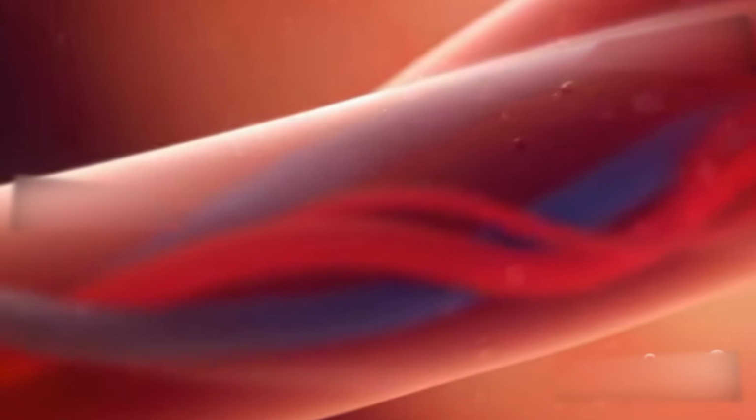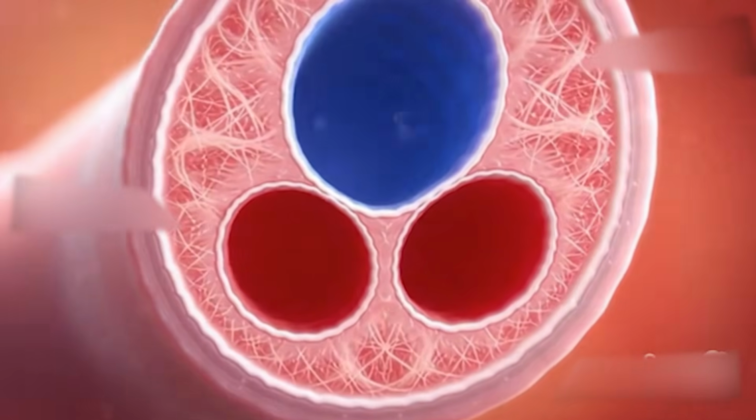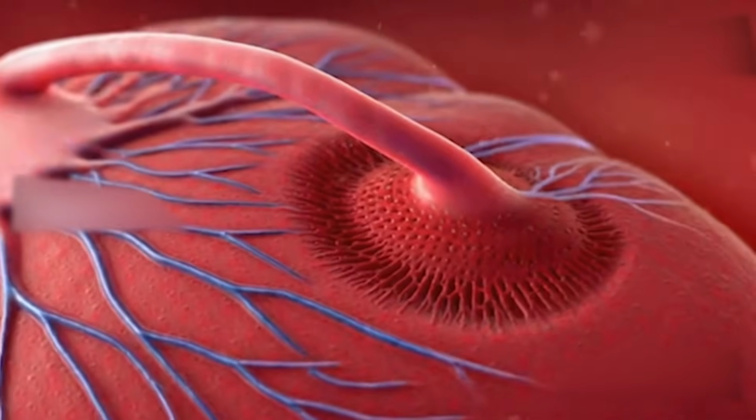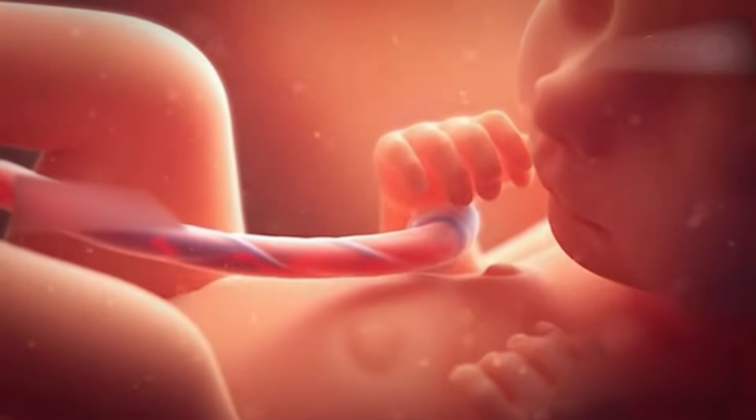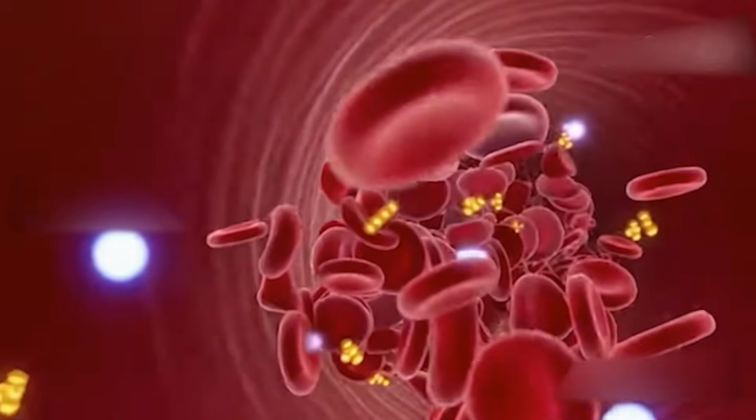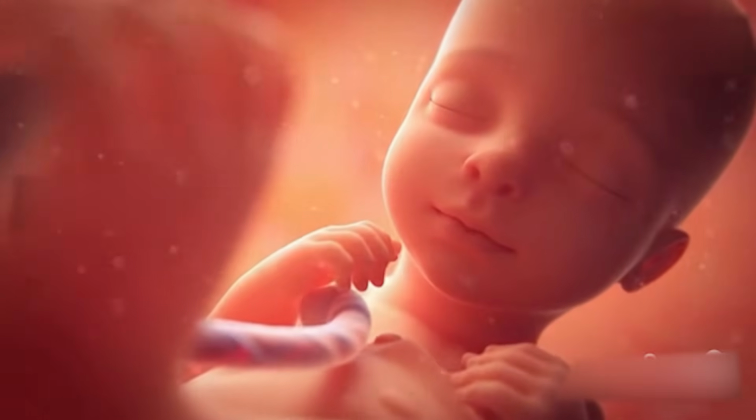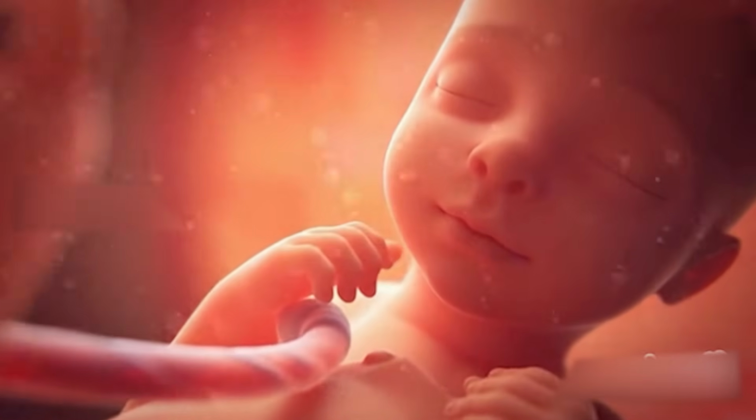The connection between the placenta and the baby is the umbilical cord. It contains 2 umbilical arteries and 1 umbilical vein. This cord supplies the baby with oxygen and nutrients essential for growth and survival.